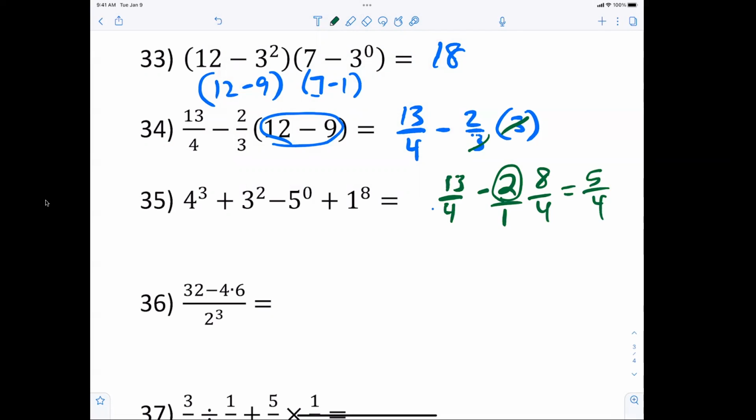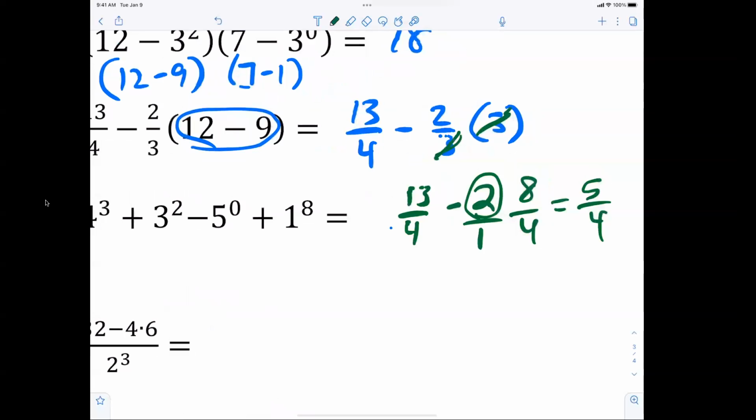What, Oliver? Where we got that 4 from? Common denominator. When you add and subtract fractions, you need a common denominator. So, the 12 minus the 9 is a 3. But then you have to do 2/3 times 3. What's 2/3 of 3? I'm just showing you, Oliver. 2. Right, those cancel.